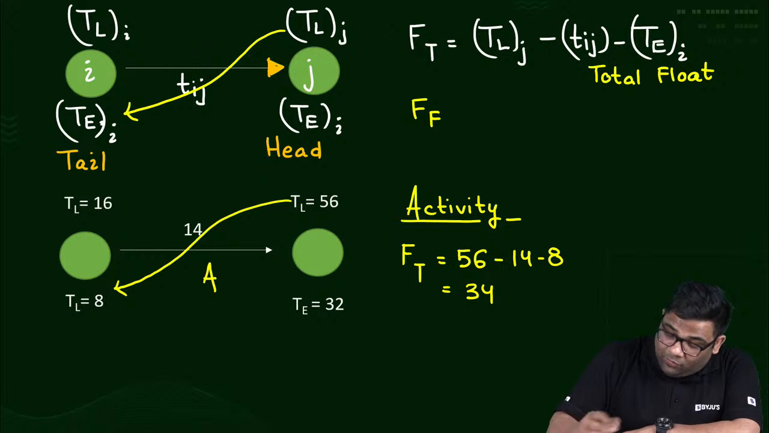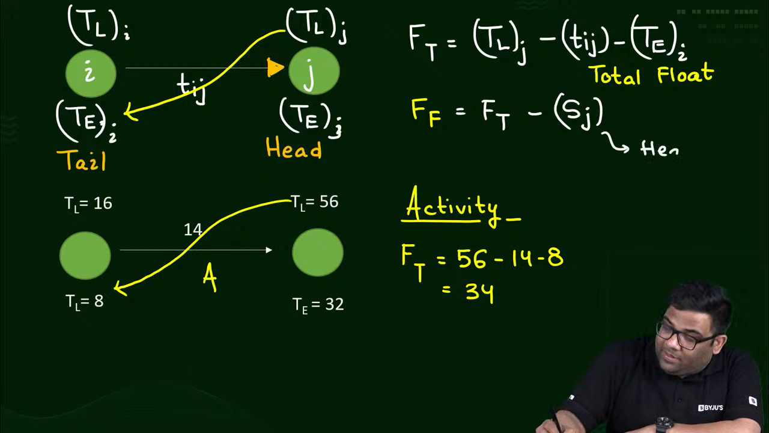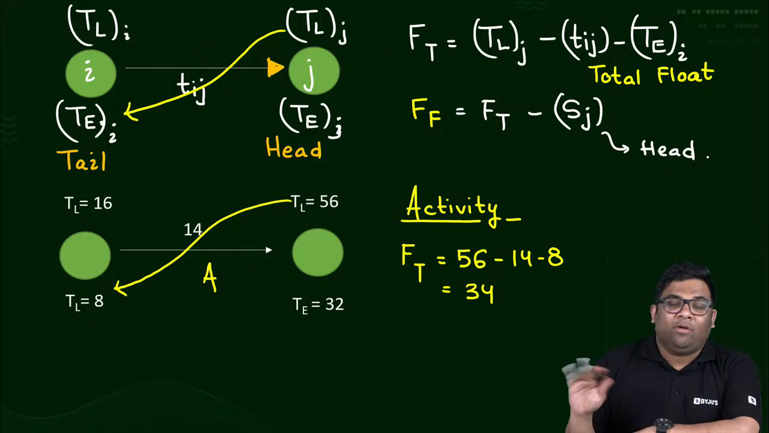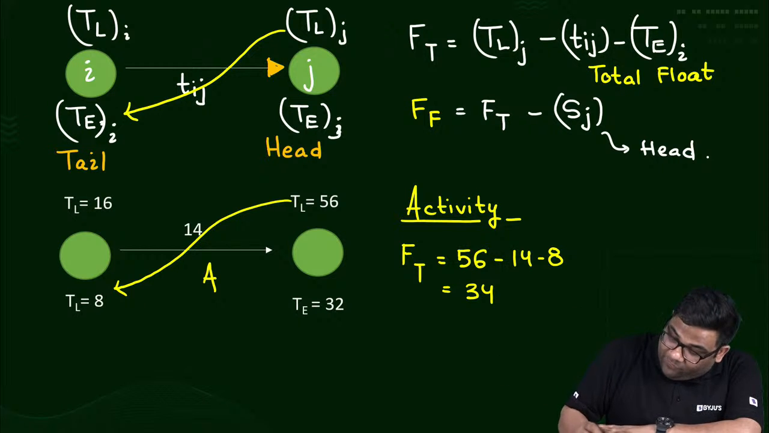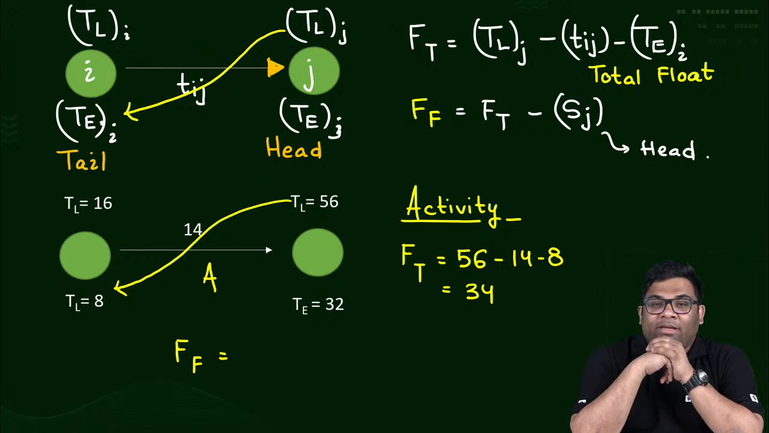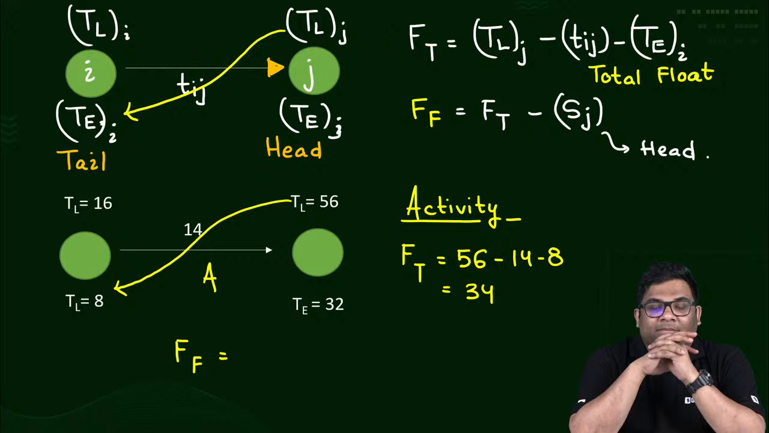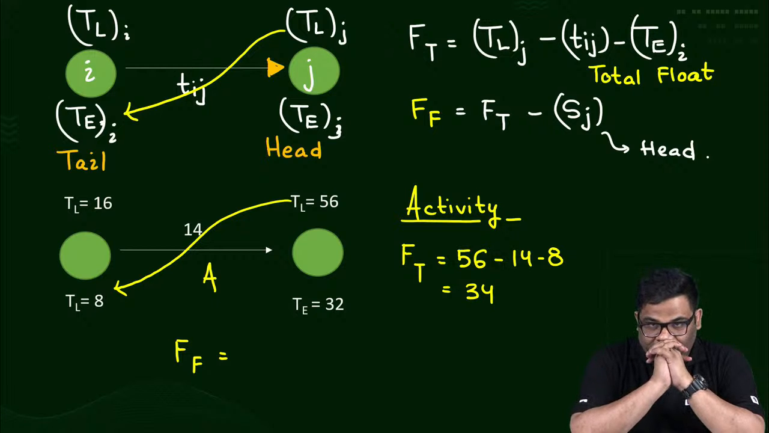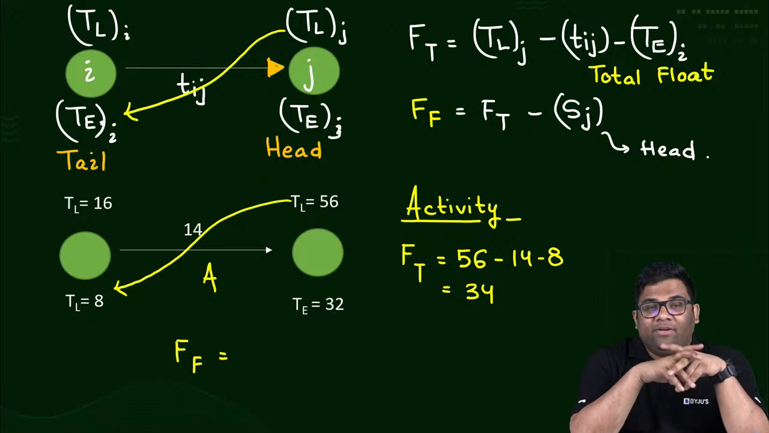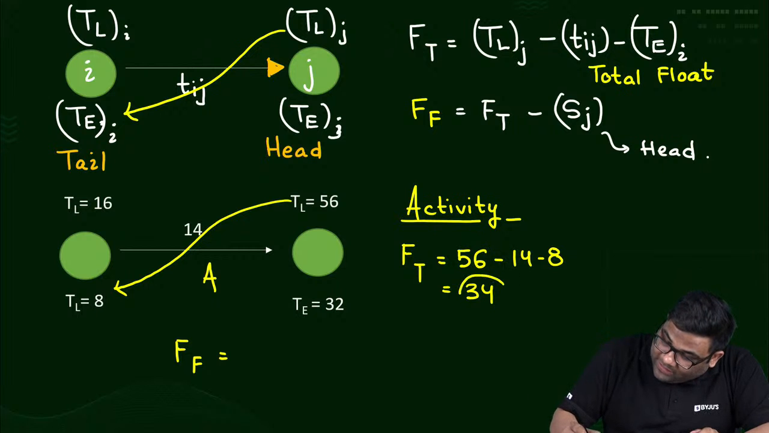Now what is the free float? That is very easy. Free float will be total float, and once you get the total float, subtract the slack of the head node. That will give me the free float. So now can you tell me the free float of this activity A? How much will it be? 10. Very good.